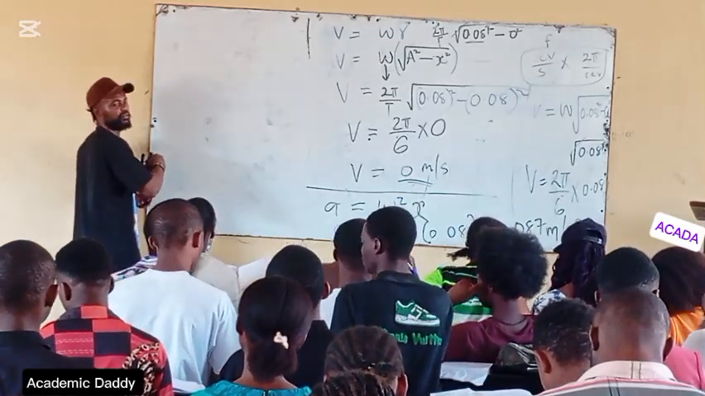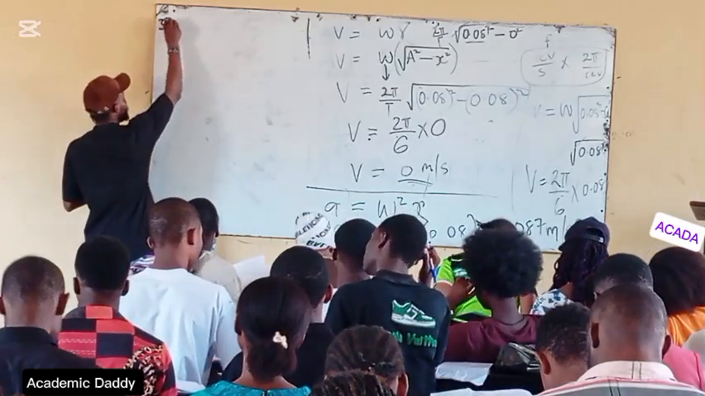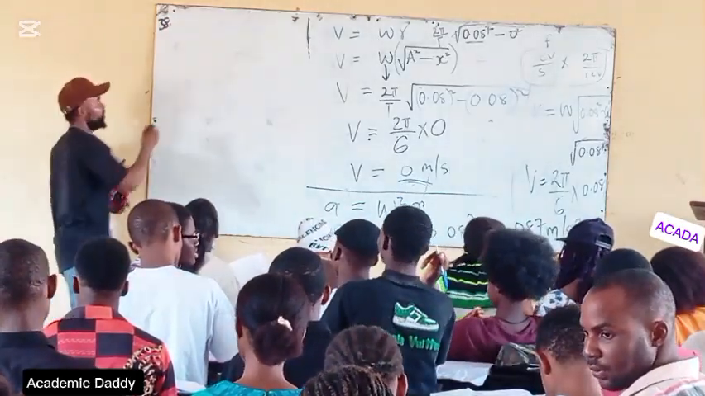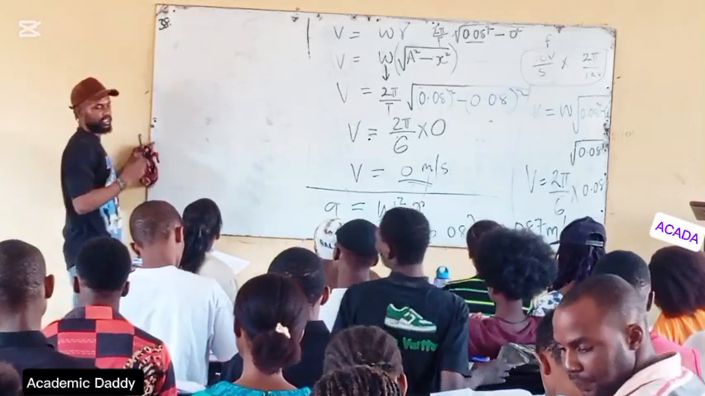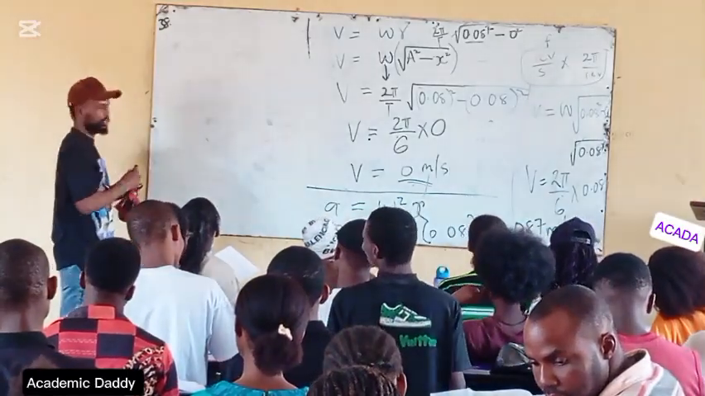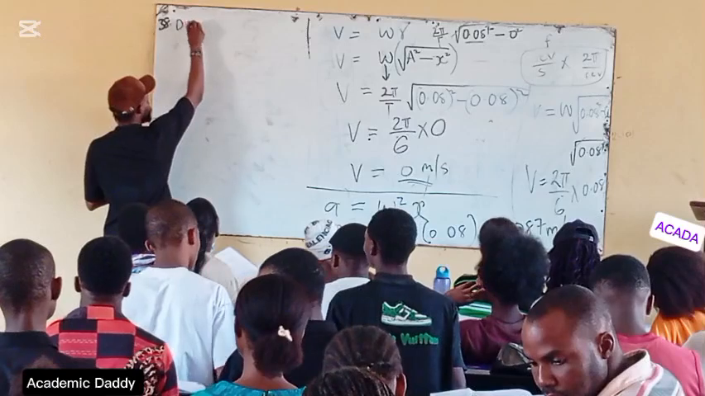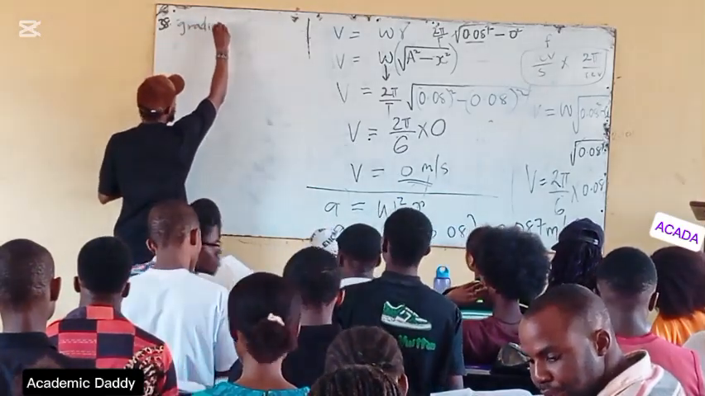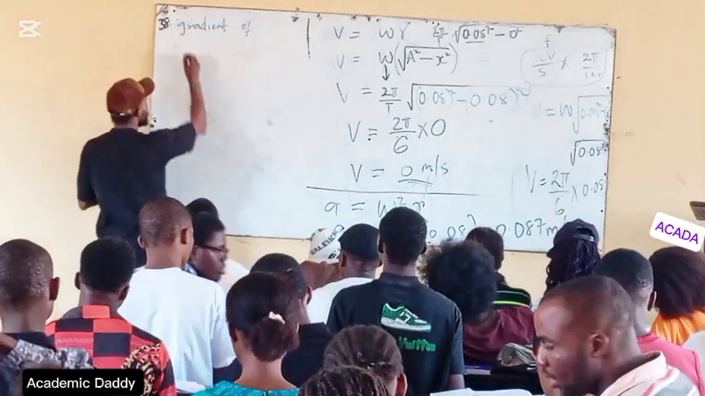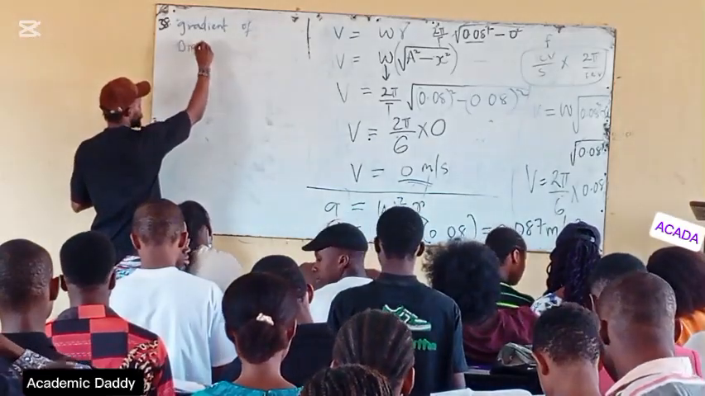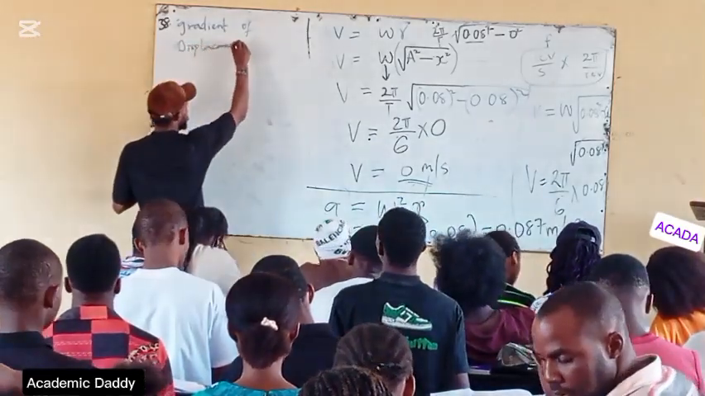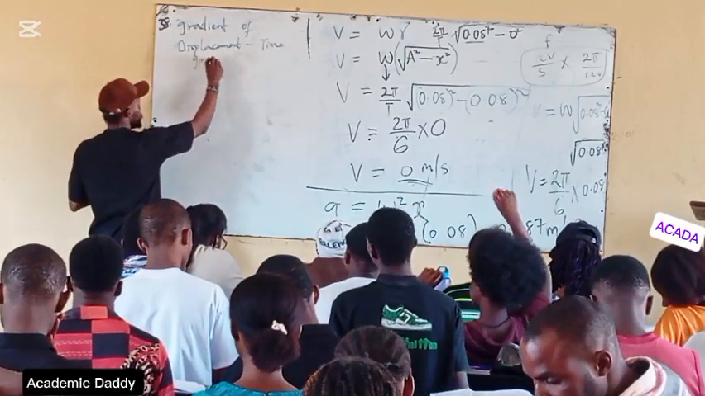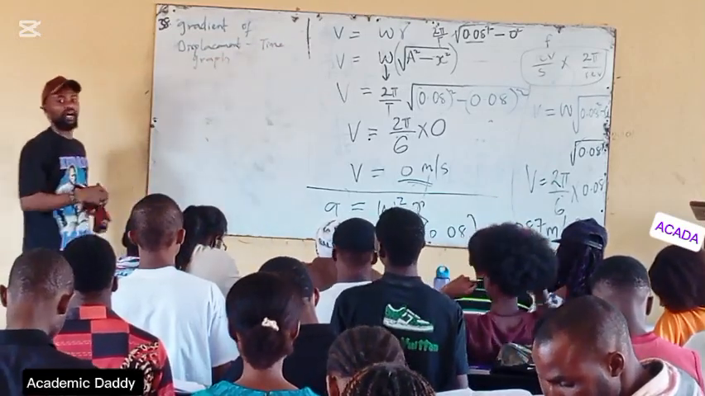What's the next one now? 38. The slope of a displacement-time graph. Is it displacement or velocity? You know that another name for slope is gradient. So the gradient of the displacement is maybe velocity. Let's prove it. Let's show how it is.